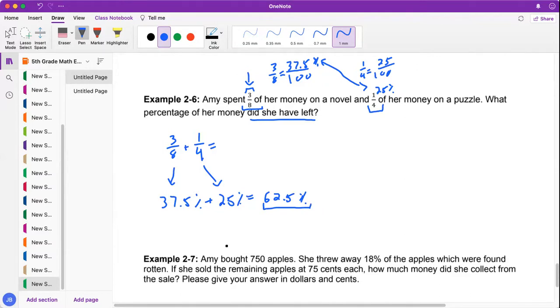I know how much money she spent, but what percent does she have left? So how would you do that, Francis? How would you do that after you get this? I would subtract 62.5% from 100%. So I subtract 62.5 from 100. Yeah. And so I would get 37.5.